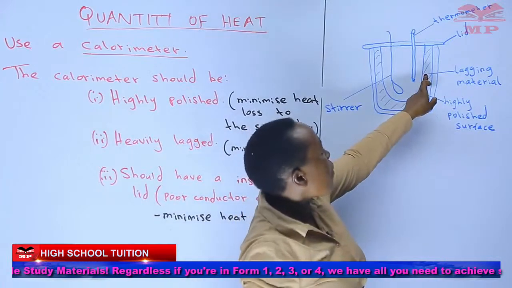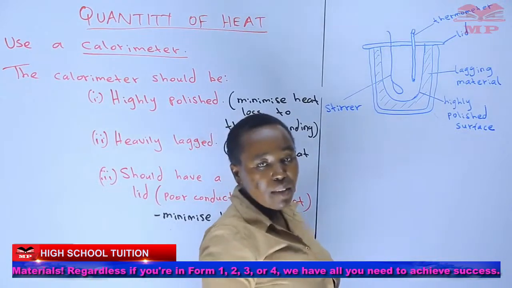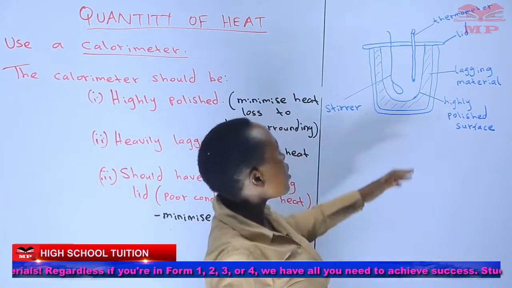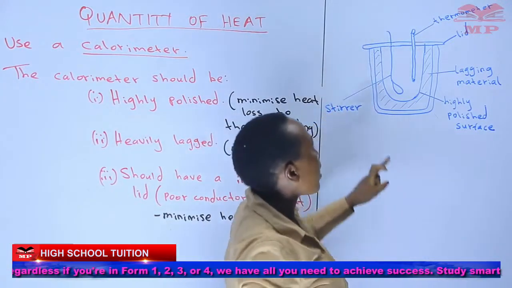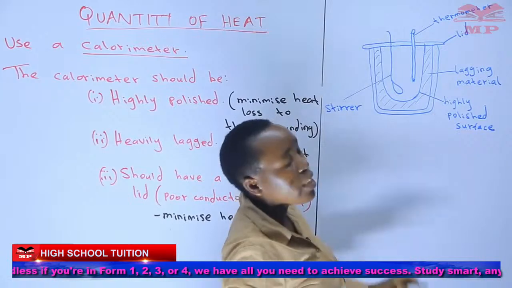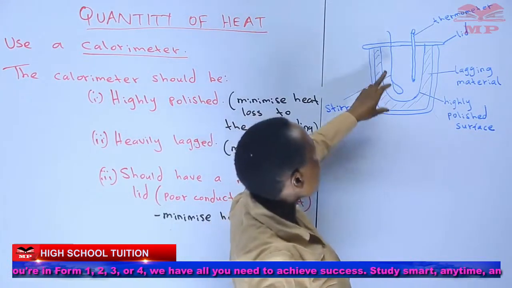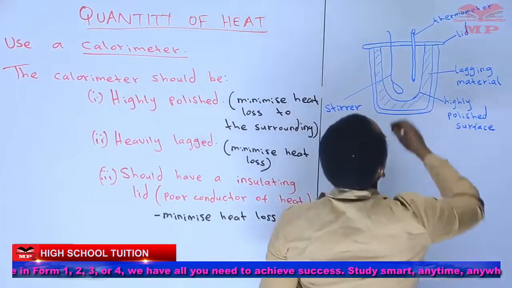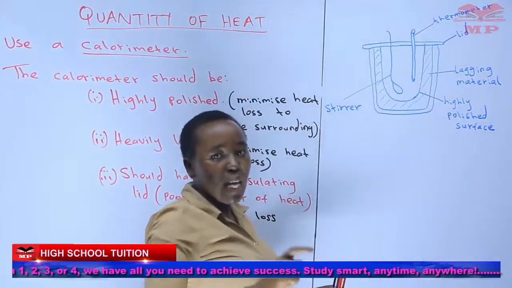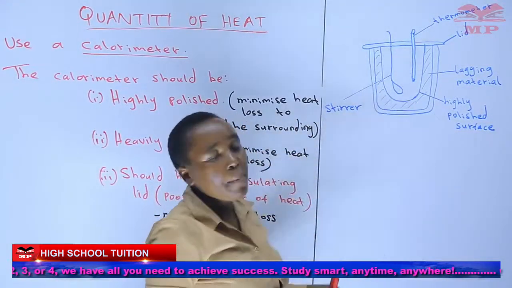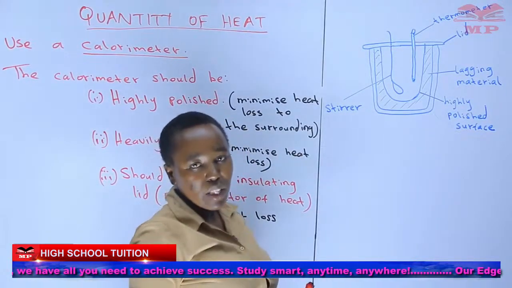Then we have a lagging material here. We use a poor conductor of heat, like the asbestos material, which is a poor conductor of heat, so it is used again to minimize heat loss. Then we have lint, which is a poor conductor of heat, again to minimize heat loss. So in this calorimeter, we have these two openings here, one for the stirrer. A stirrer is just used to stir the content, whatever is inside the calorimeter, and we have a thermometer for checking the temperature of the content.